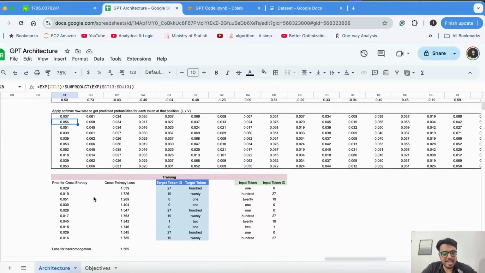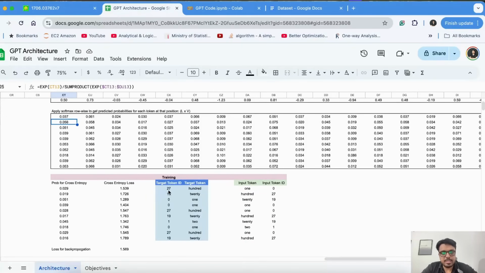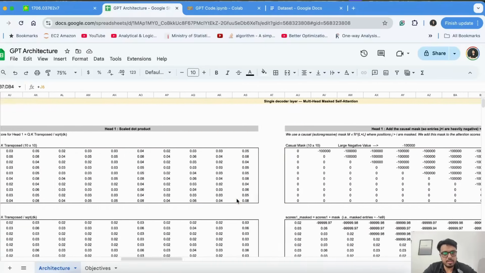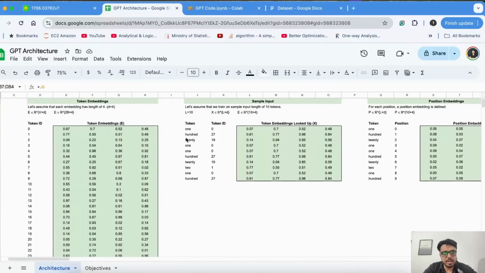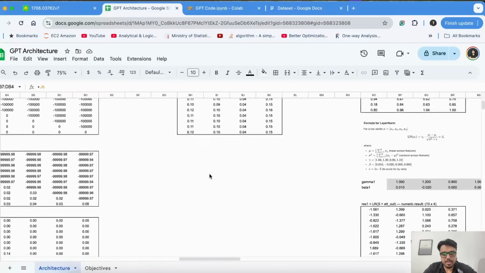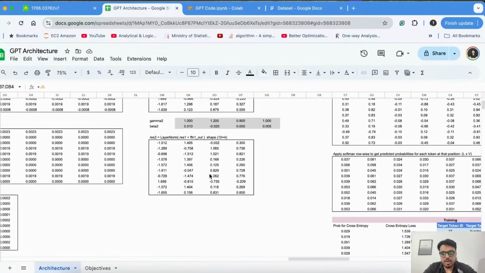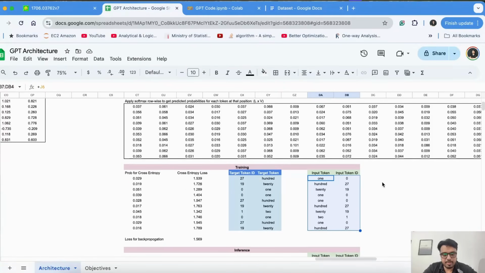Now, how does the training happen? Let's say the input tokens that we considered for this example. I've just written it over here. This is the same input tokens that we have taken into consideration. So for each input token, we want to predict the target tokens.